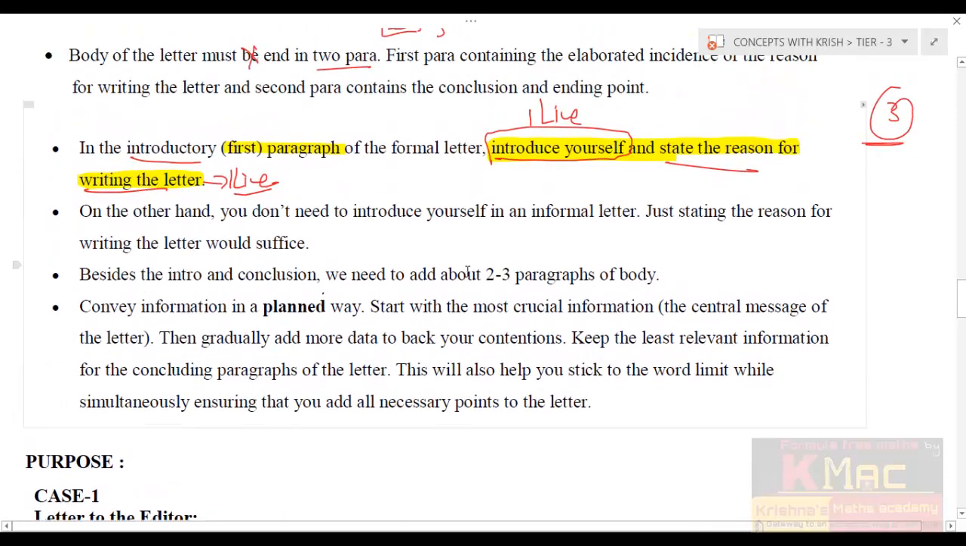On the other hand, you do not need to introduce yourself in an informal letter. As I told you, in an informal letter you need not describe yourself, because the other person should be very familiar to you. In an informal letter, just stating the reason is enough.